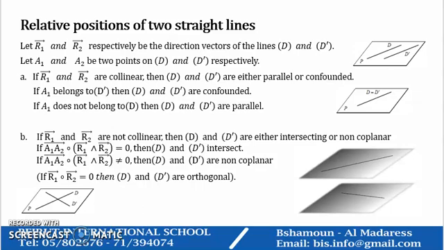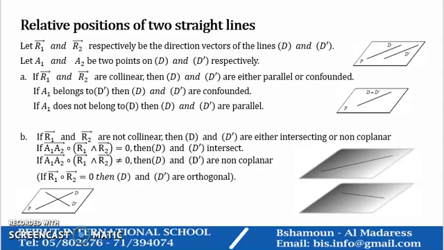As I said before, the relative position of two straight lines can be parallel, confounded, intersecting, or non-coplanar, that is, they are skew. How can I determine this? If we have two straight lines D and D prime, let R1 and R2 be their director vectors respectively, and A1 and A2 be two points of D and D prime also respectively.